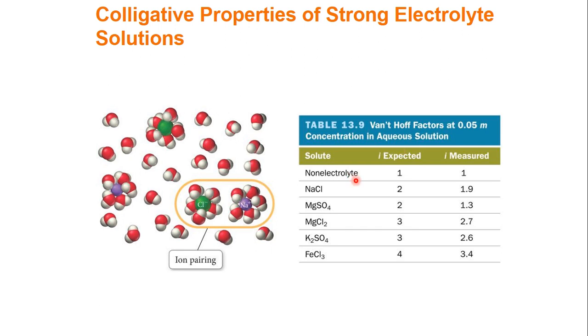So non-electrolytes, that is something that does not break apart, i should be 1 and you measure it as 1. NaCl, i is 2, but it's actually 1.9. Magnesium sulfide, 1.3. MgCl2, when you break apart MgCl2, it forms 1 Mg, 2 Cl, so you expect it to be 3, but it's actually 2.7, and so on and so forth.